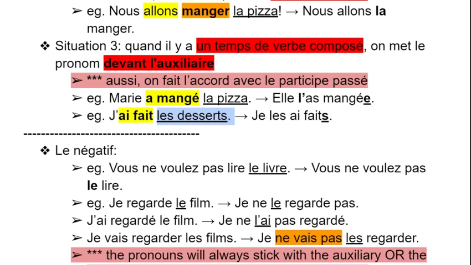And where is les going to go? It's going to go in front of the auxiliary. So the auxiliary is a, so it's going to be je les ai fait. With fait, you just put an S because les desserts is plural. So je les ai fait.